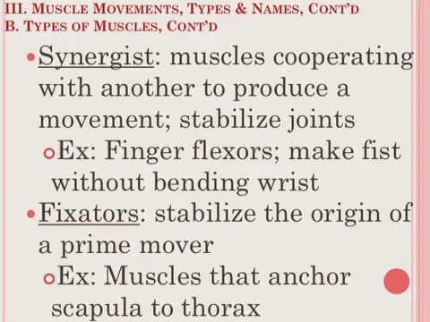Then you have your synergist, which are muscles that cooperate with another muscle to produce movement. These are the ones that stabilize joints, like your finger flexors. You can make a fist without bending the wrist. Your finger flexors are allowing you to make a fist, but they're also stabilizing your wrist so that it doesn't curve as your fingers curve.